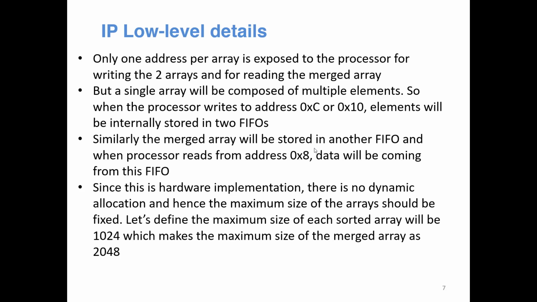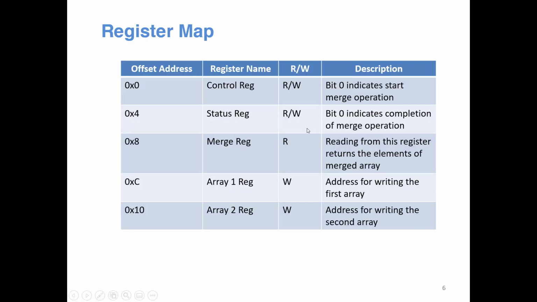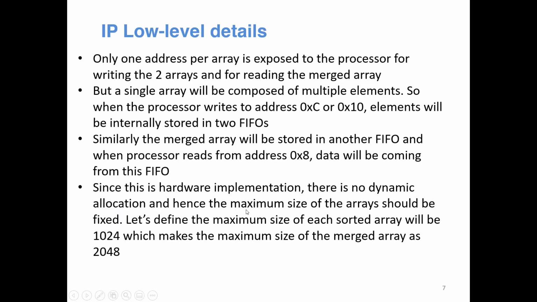Now, since this is a hardware implementation, there is no dynamic allocation possible in the real sense. So we'll have to limit the maximum size of the arrays which our IP will support. Here we are putting the restriction: for each array, array 1 and array 2, the maximum size is 1024, so that the merged array maximum size is 2048. So the array size can be anything less than 1024 for each of the arrays.